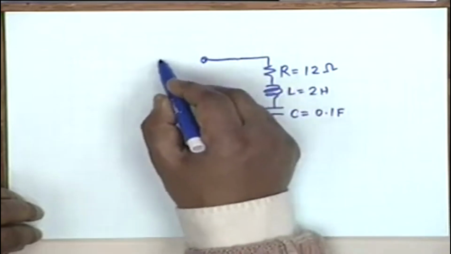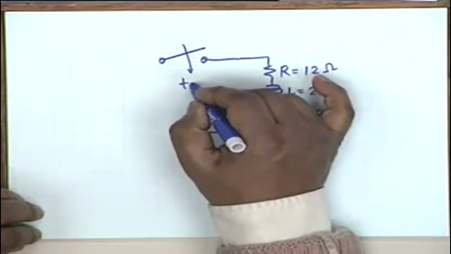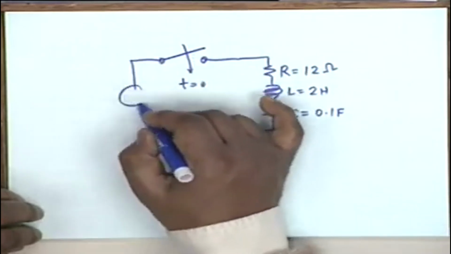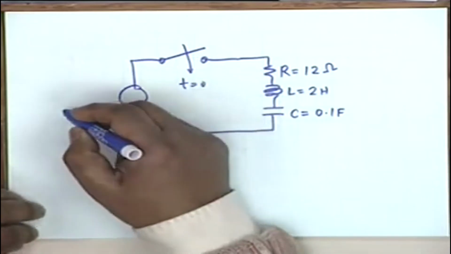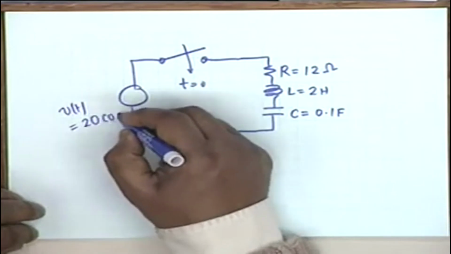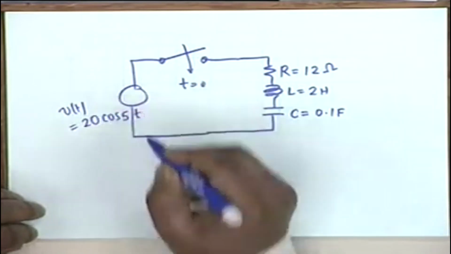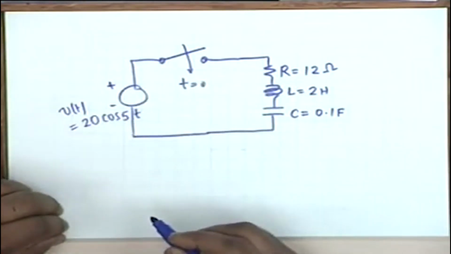All right, and the switch is put on at t equal to 0. Now no longer have we applied a step voltage, because V of t now is sinusoidal, 20 cosine of 5t. This is the voltage. In other words, here we shall have to solve for both In of t and If of t.